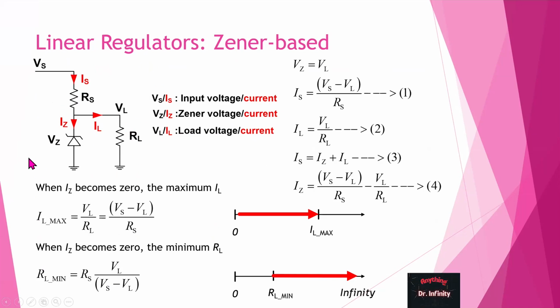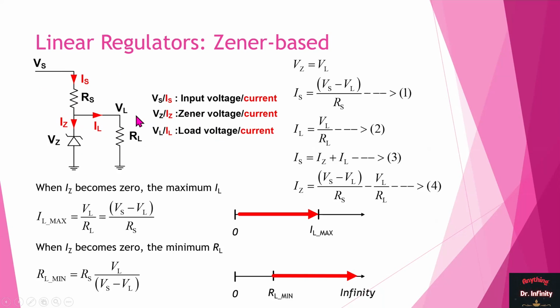So here is the simple schematic of the Zener diode resistor base regulator. So we can just say that it is Zener diode based. To implement the Zener diode based regulator, we have to use the resistor and Zener diode connected in series. And here is the load resistor that should be connected in parallel with the Zener. So all symbols have their own meaning as I mentioned here.